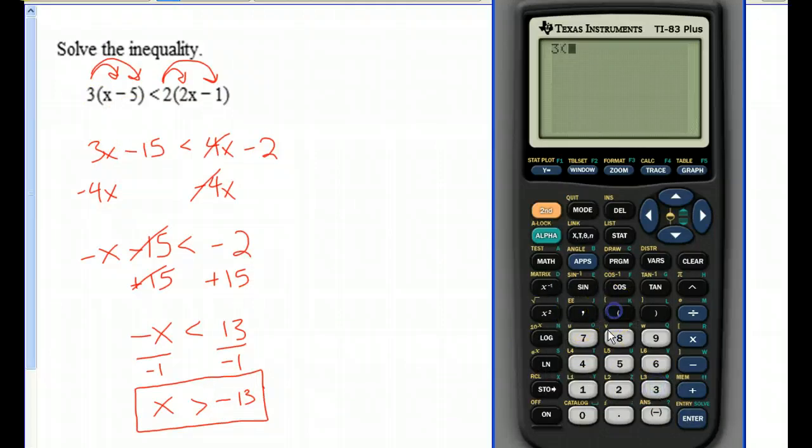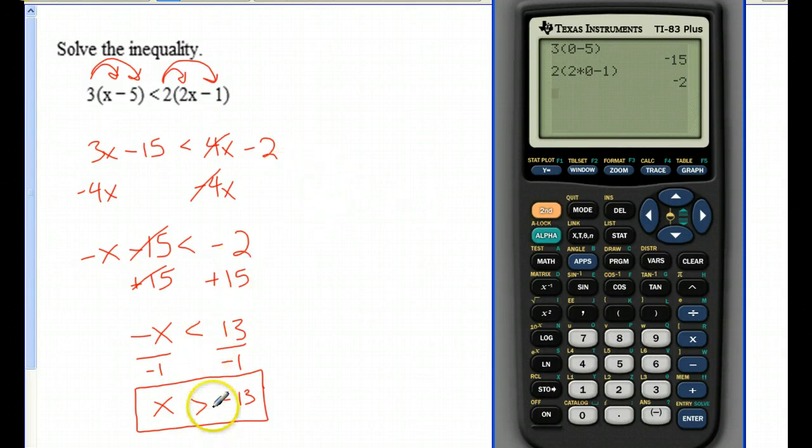So 3 parentheses, I'm putting a 0 here where the x was. 0 minus 5. Alright, there's the original left side. The right side, 2 parentheses, 2 times, I'm letting x be 0, so 2 times 0 minus 1, close parentheses, and there's the original right side. And notice negative 15 is less than negative 2. This left side is less than the right side.